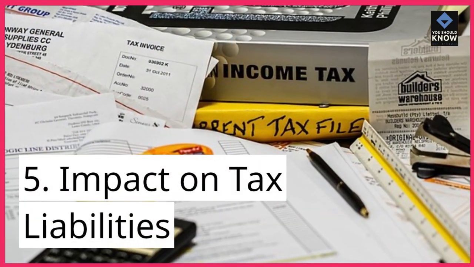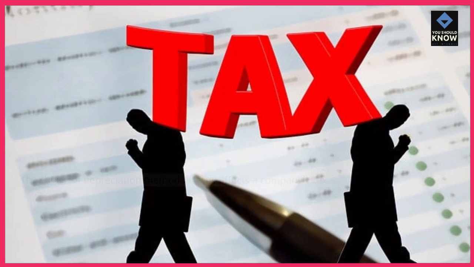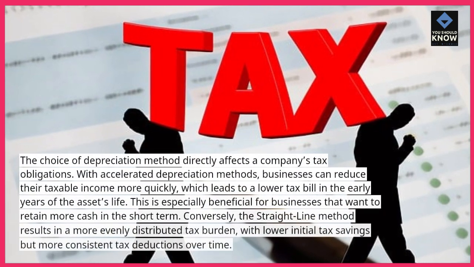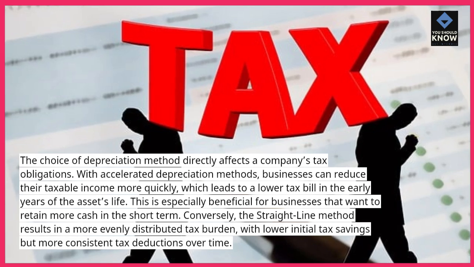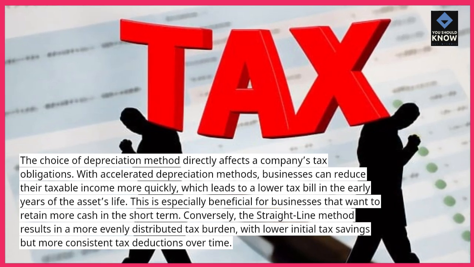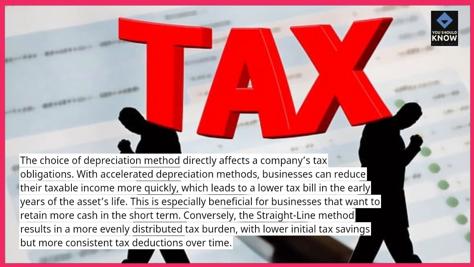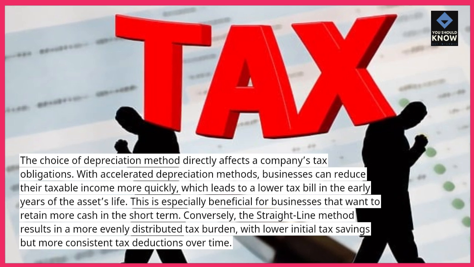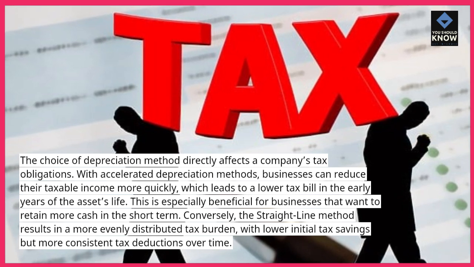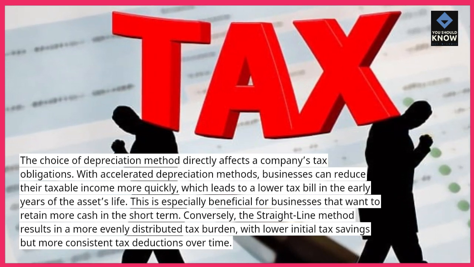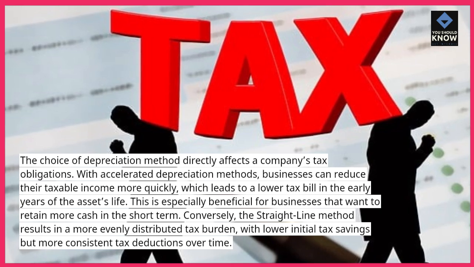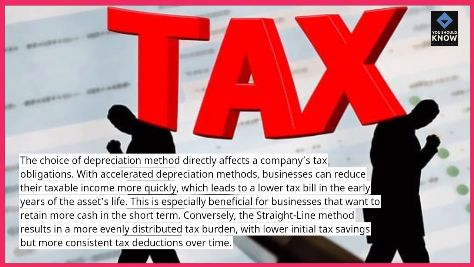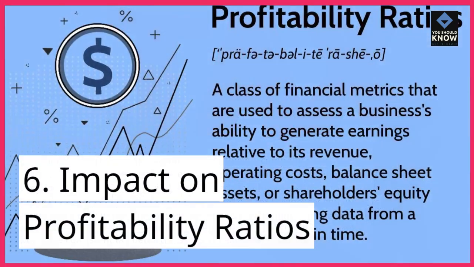5. Impact on tax liabilities. The choice of depreciation method directly affects a company's tax obligations. With accelerated depreciation methods, businesses can reduce their taxable income more quickly, which leads to a lower tax bill in the early years of the asset's life. This is especially beneficial for businesses that want to retain more cash in the short term. Conversely, the straight-line method results in a more evenly distributed tax burden, with lower initial tax savings but more consistent tax deductions over time.